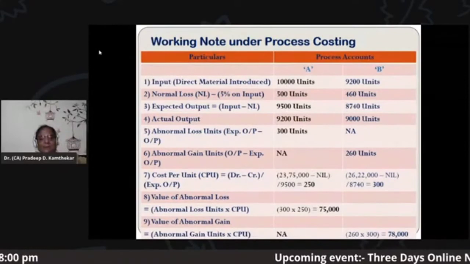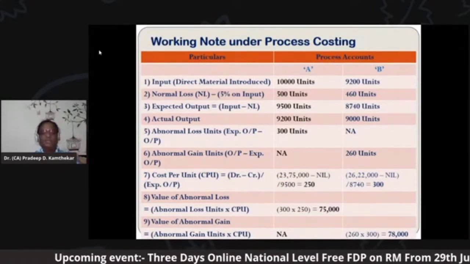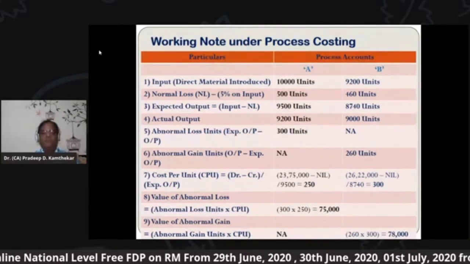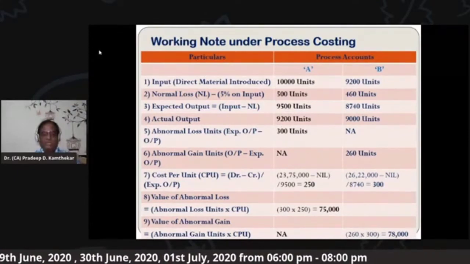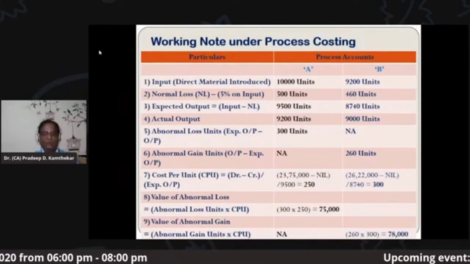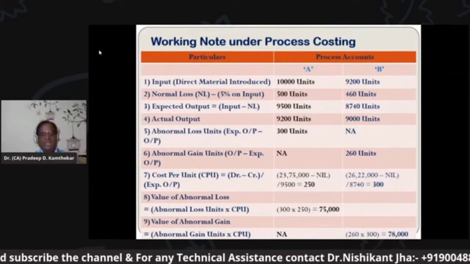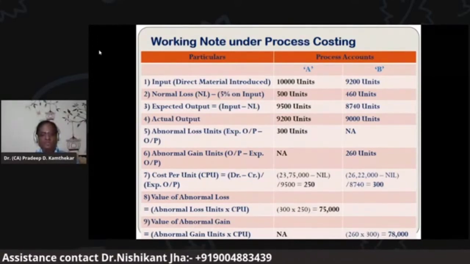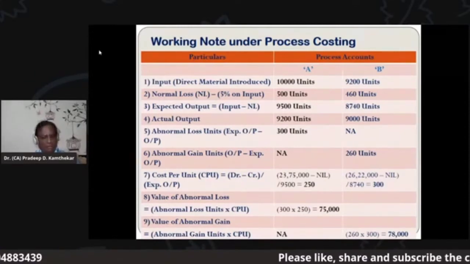Now let us take an example. As I said, say in process A, 10,000 was the input. Normal loss expected 5%, so 500. Now, when you minus that 500, input minus normal loss, 9,500 was the expected output. Now, suppose actual output is given to you as 9,200. That means actual output is less. So that means there is more loss of 300 units, which is over and above the normal loss. So it is abnormal loss.